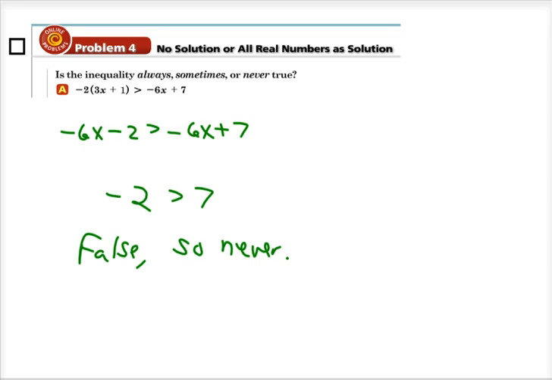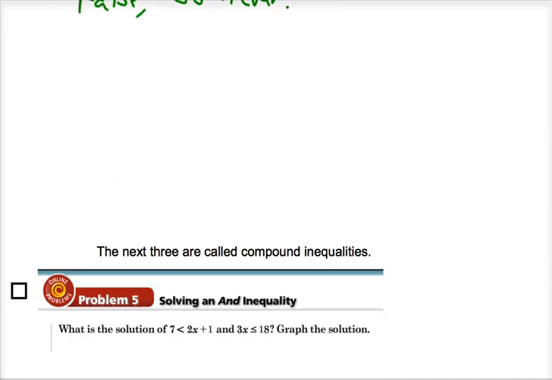It would be like saying someone has a $2 debt and they lose $6 a day. Someone has $7 in their pocket and they lose $6 a day. When's that first person going to be bigger? Well, never. They start off lower and they're losing the same amount every day. So that's a never situation. If it was true, you would put always, and if the x's didn't drop out, you would put sometimes.